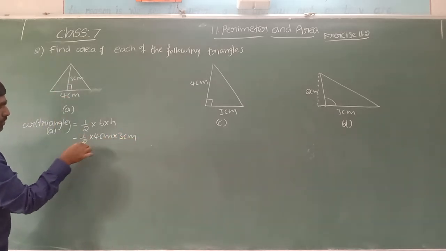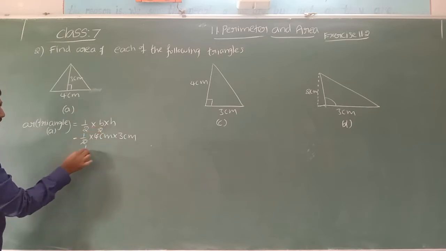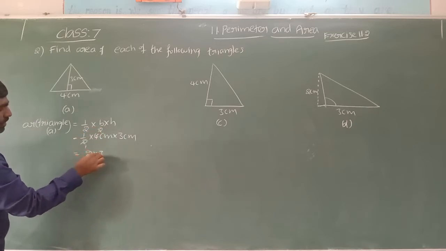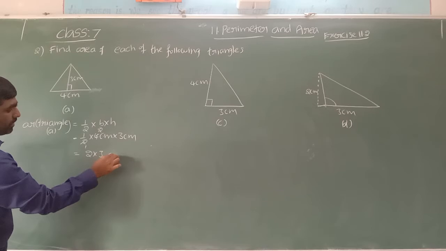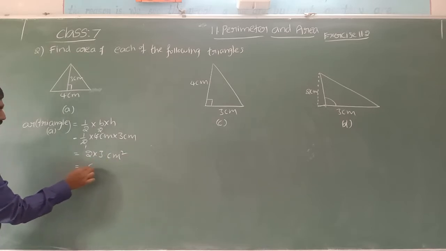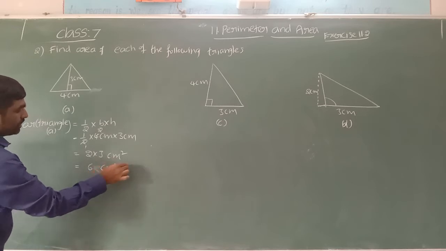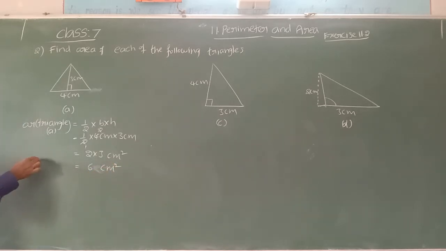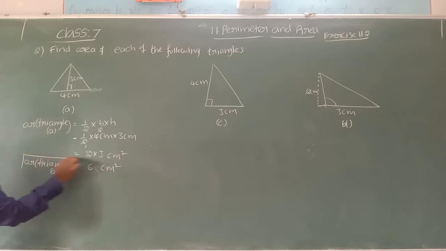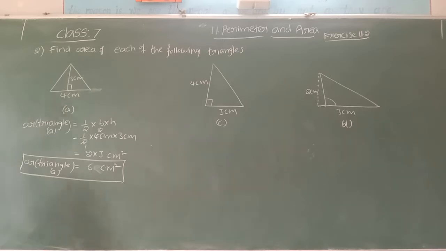So 2 1s are 2, 2 2s are 4, is equal to 2 into 3 centimeter into centimeter, we can write square centimeter. So the area of the triangle is what? 2 3s are 6 square centimeter. We can write here: area of triangle A is equal to how much? Which is 6 square centimeters.